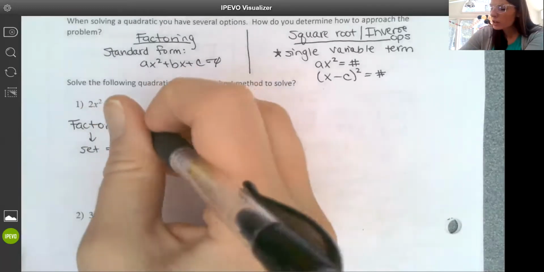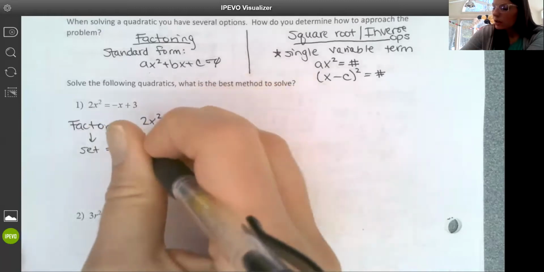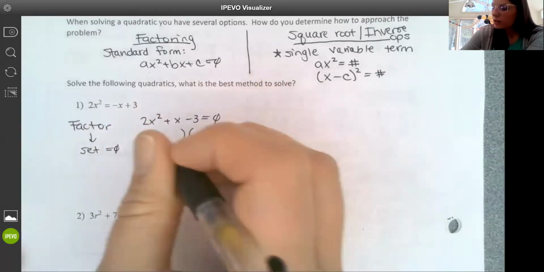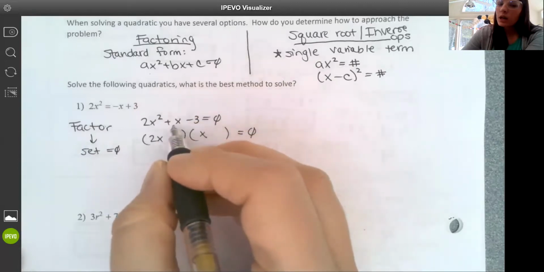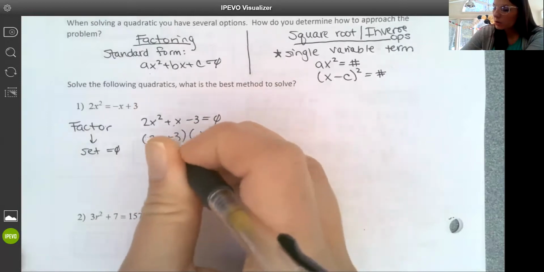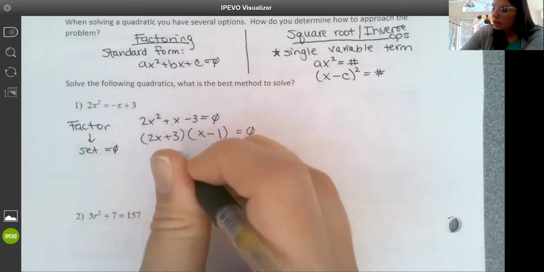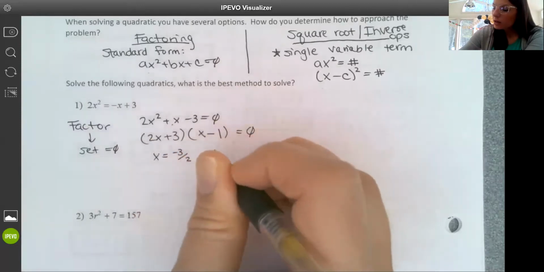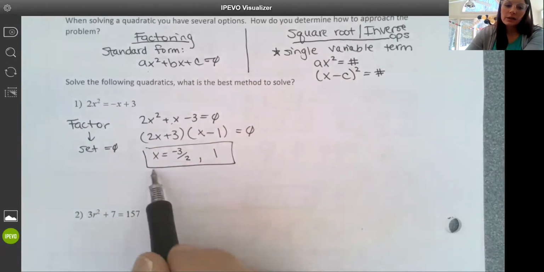So when we're factoring, we get it set equal to 0. And then create our factors, 2x and x, and I want this to be +1, so maybe I'll go 3, 1, +3, -1. I factored, and pretty efficient there. Here are my two solutions for x.